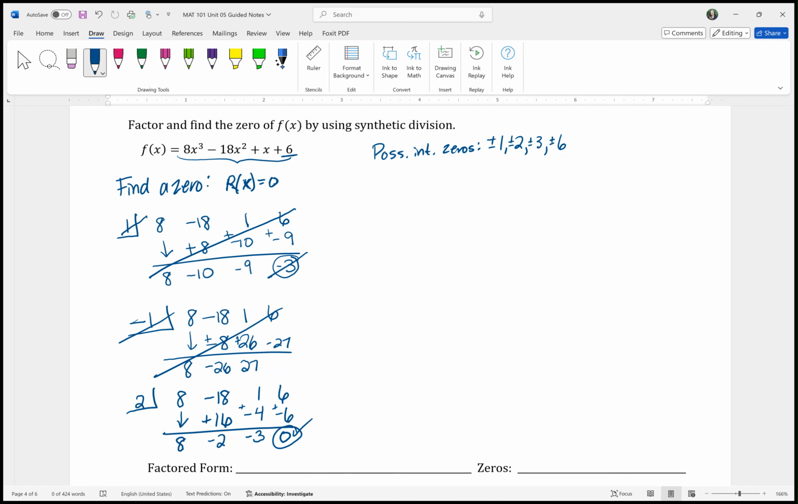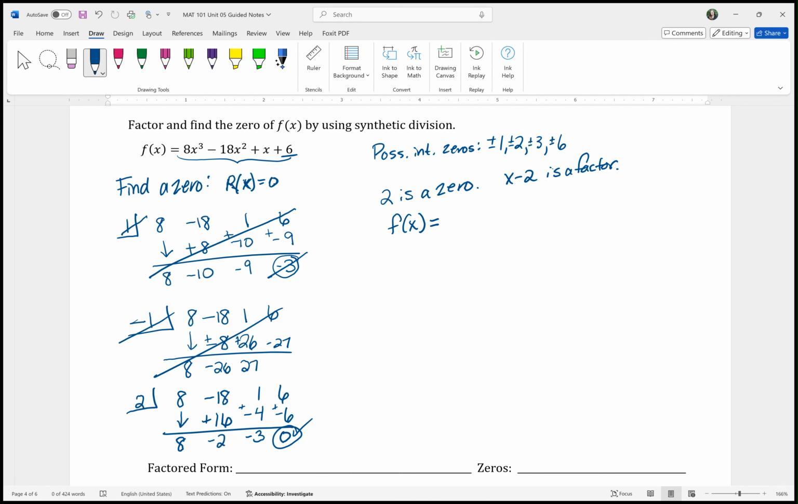Okay, what do we know? Because the remainder is 0, we know that 2 is a zero. We also know that because 2 is a zero, then x minus 2 is a factor. So this brings us to where we can rewrite our function, and I'm kind of skipping the quotient step because we can write it as part of this.